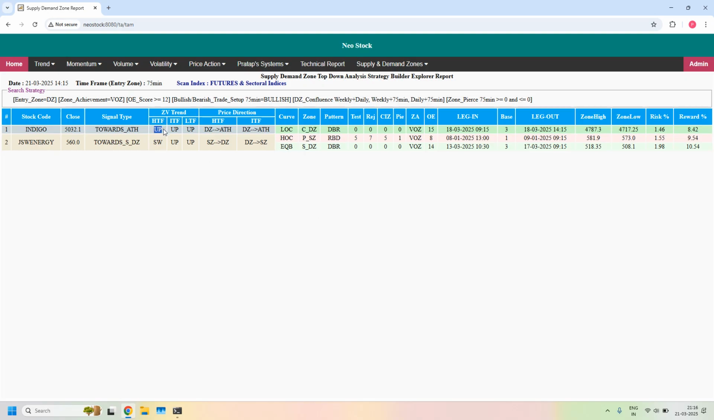But weekly trend is up in only 1 stock. If in this stock the weekly demand zone has weekly EMA confluence, then this 75 minute demand zone might have a higher probability to succeed. Let's verify.